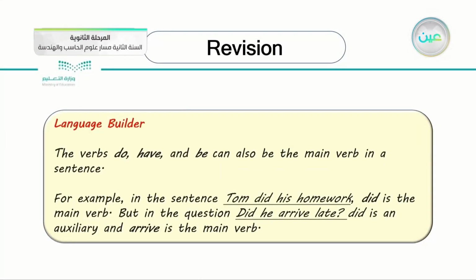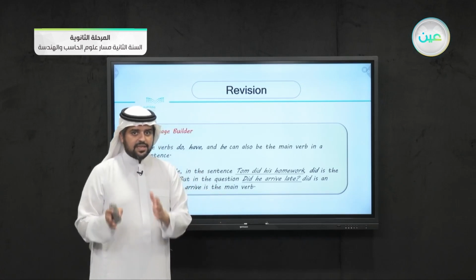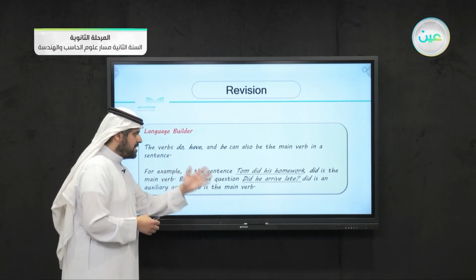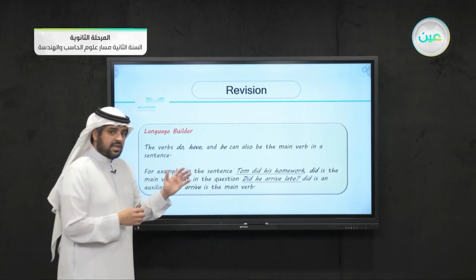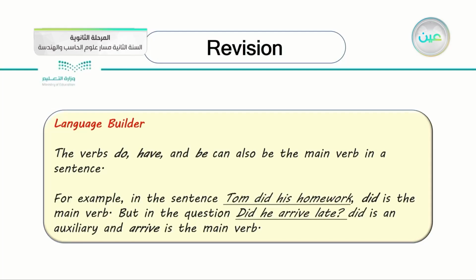And we took the language builder. The verbs do, have, and be can also be the main verb. If there is no main verb in the sentence, then the auxiliary verb becomes the main verb. For example, in the sentence, Tom did his homework, did here is the main verb because there are no main verbs in this sentence. On the other hand, did he arrive late? Here we have the verb arrive. This is the main verb.